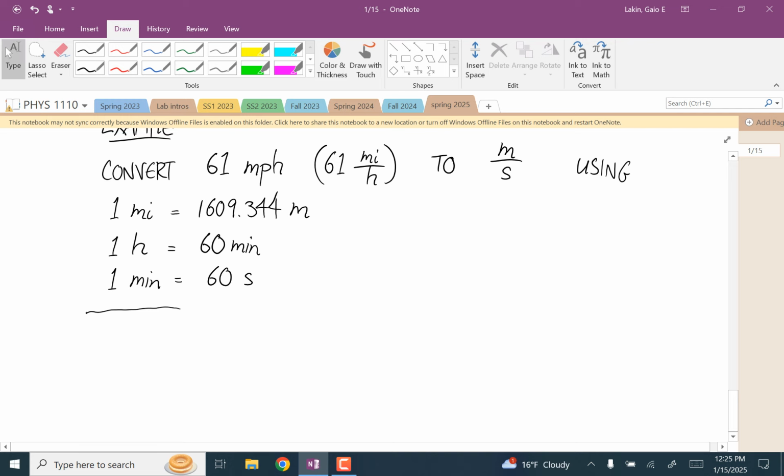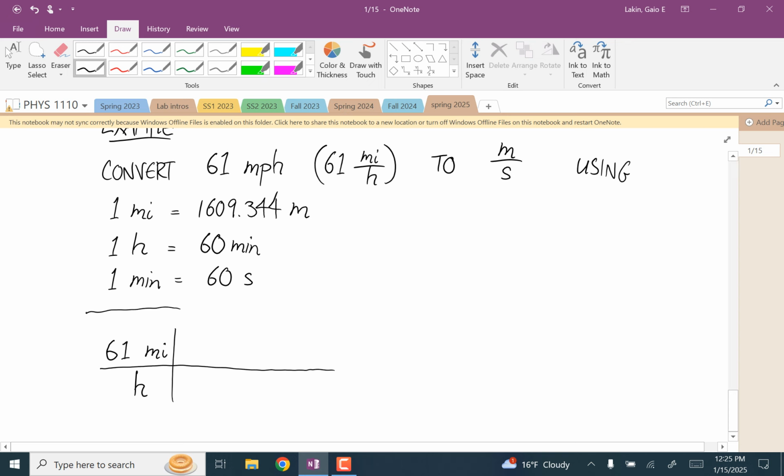Okay, so I'm going to start with my given value. And I'm going to be really clear about what's in the numerator and what's in the denominator. So I'm going to start with 61 miles. And then hours are in the denominator. And it doesn't matter what order you do this because multiplying in any order is the same thing. I guess I'm going to first convert miles to meters. Okay, so do I want to multiply by the conversion factor 1 mile over 1609 meters or 1609 meters over 1 mile?